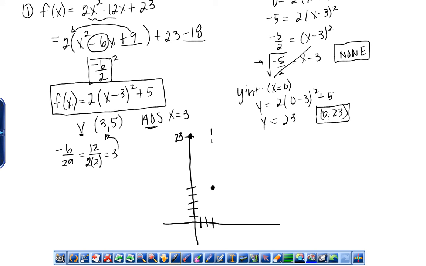Since this is your axis of symmetry, I know that if I go over 3 more, I'm going to have another point at (6, 23). And then I can sketch a parabola, and it will look somewhat like this.